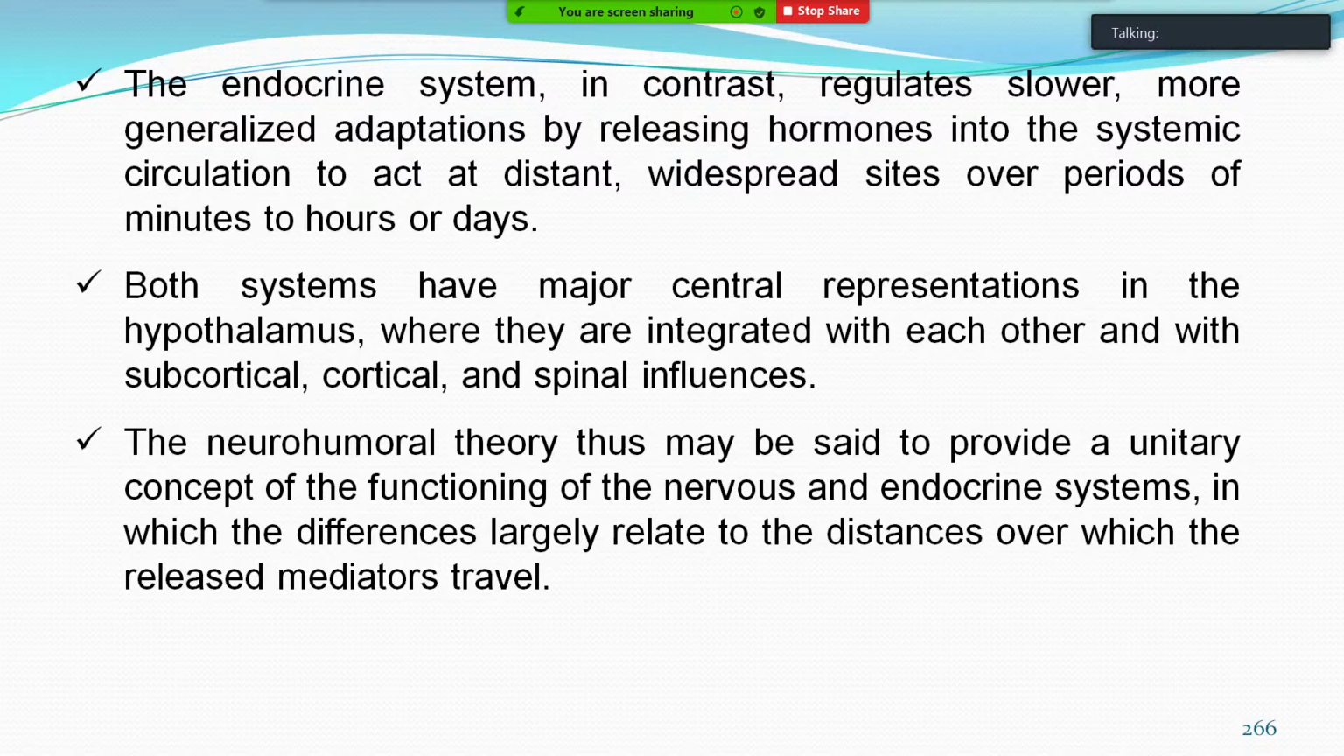the central representations of both systems, autonomic and endocrine, are connected with the central nervous system through the hypothalamus, where they are integrated with each other and with subcortical, cortical and spinal influences. Different areas of the brain control the activity of endocrine secretion and the relationships. The neurohumoral theory thus may be said to provide a unitary concept of the functioning of the nervous and endocrine systems, in which the differences largely relate to the distance over which the released mediators travel.